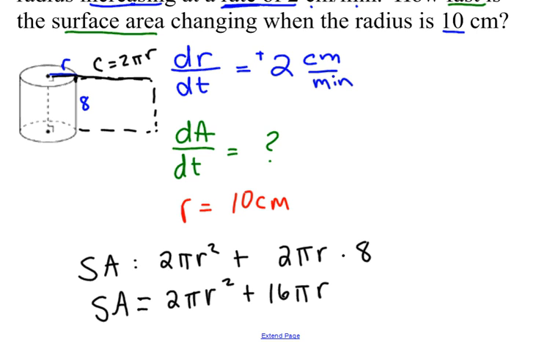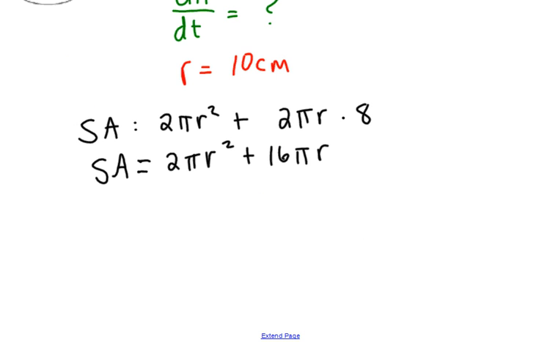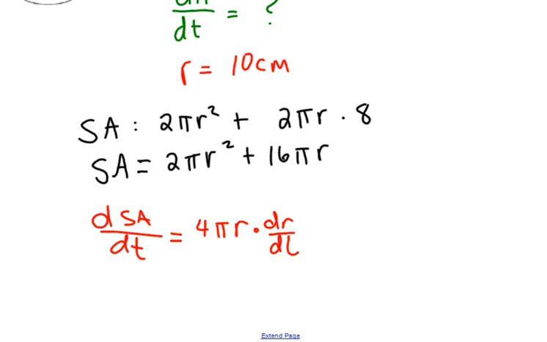All right, so now we need to find the derivative. So we take the derivative of the surface area with respect to time, which is just dA/dt. Take the derivative of 2 pi r squared, which is going to be 4 pi r. And then you have to take the derivative of r with respect to t, so you write dr/dt. Then you take the derivative of 16 pi r, which ends up being 16 pi. And then the derivative of r with respect to t, which is dr/dt.